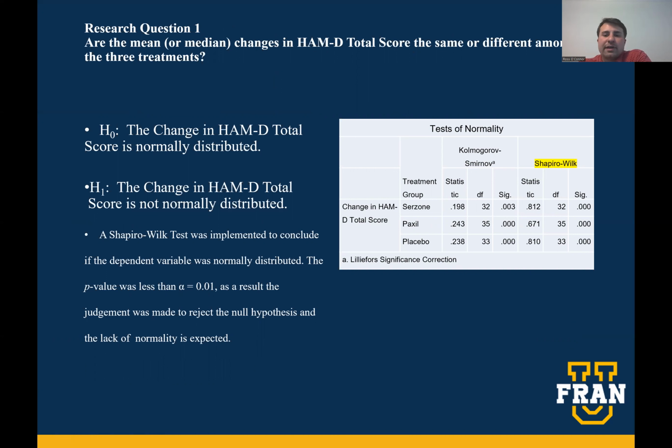Here on the right, we have a test of normality, which is done using a Shapiro-Wilks test, which shows the change in HAM-D total score. It was implemented to conclude if the dependent variable was normally distributed; the p-value was less than 0.01. As a result, the judgment was made to reject the null hypothesis and lack of normality is expected.